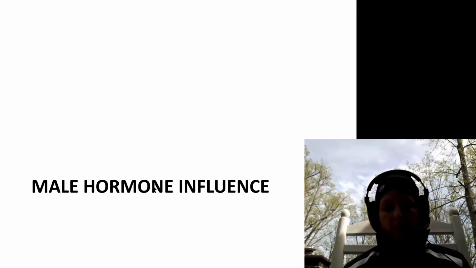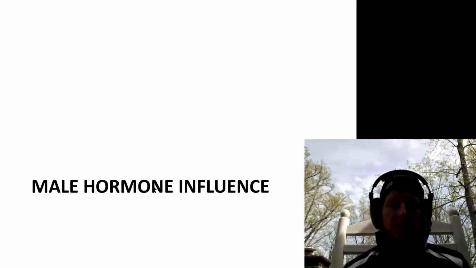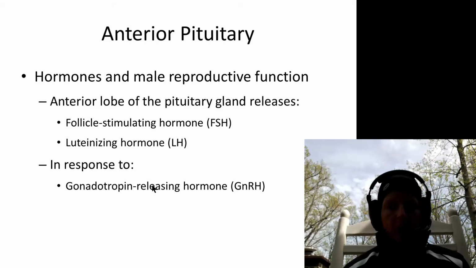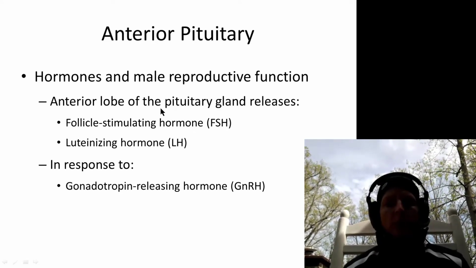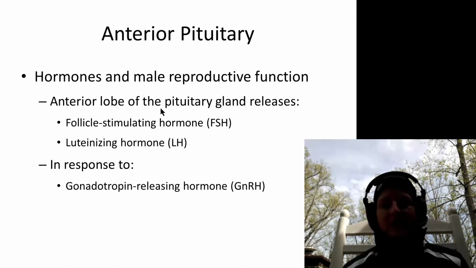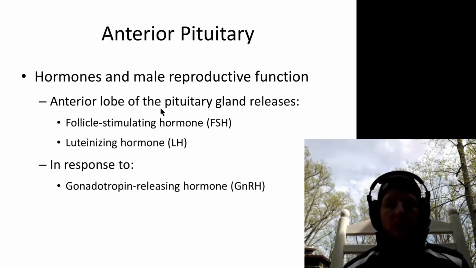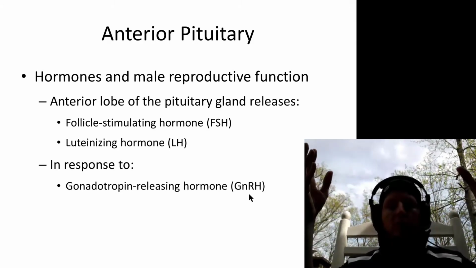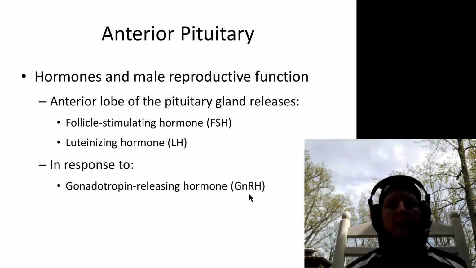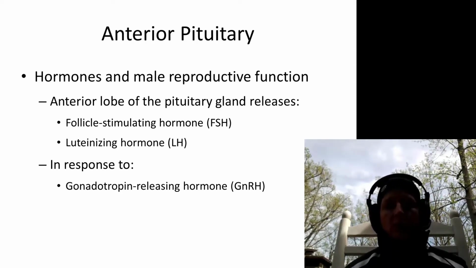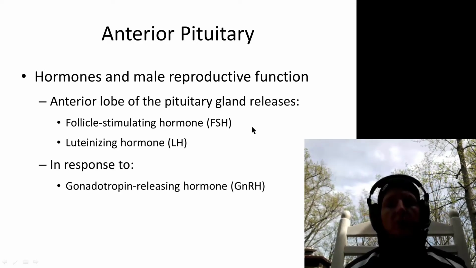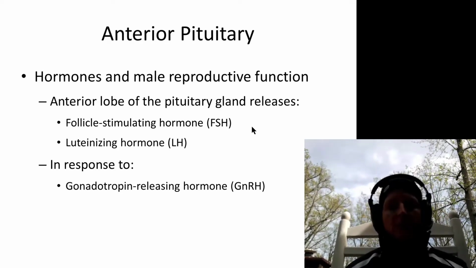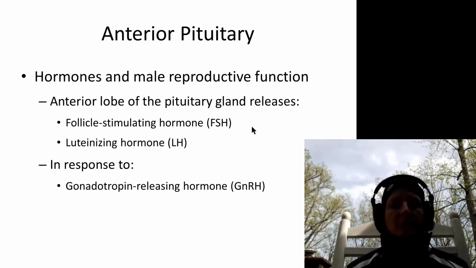So let's talk a little bit about the hormones that we see in the male reproductive system. We've already touched on them before, and we've touched on them in the endocrine chapter as well. As you recall, we've got two hormones that are released by the anterior pituitary gland. Those, in turn, are stimulated to be released by gonadotropin-releasing hormone that is released from the hypothalamus. So the hypothalamus is going to release gonadotropin-releasing hormone, which will in turn cause the anterior pituitary to release follicle-stimulating hormone, which is going to promote the maturation of sperm. So basically, follicle-stimulating hormone is going to stimulate sperm development.